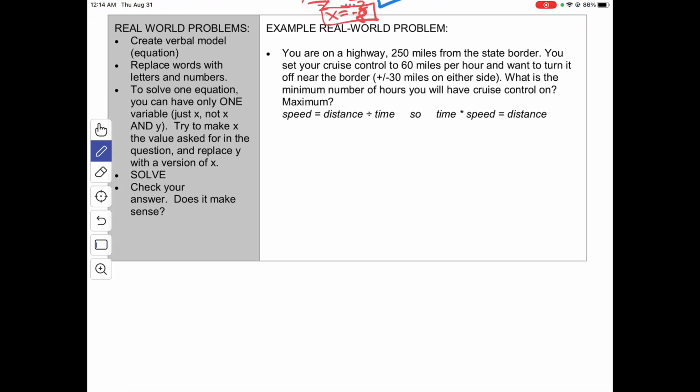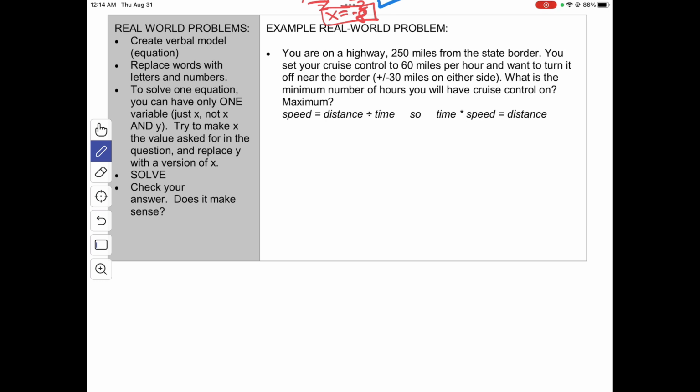So I'm on a highway 250 miles from the state border, and I set my cruise control to 60 miles per hour and want to turn it off near the border, whether I'm 30 miles this side of the border or 30 miles the other side of the border. I don't care. What is the minimum number of hours you will have the cruise control on? What is the maximum number of hours that you could have the cruise control on?